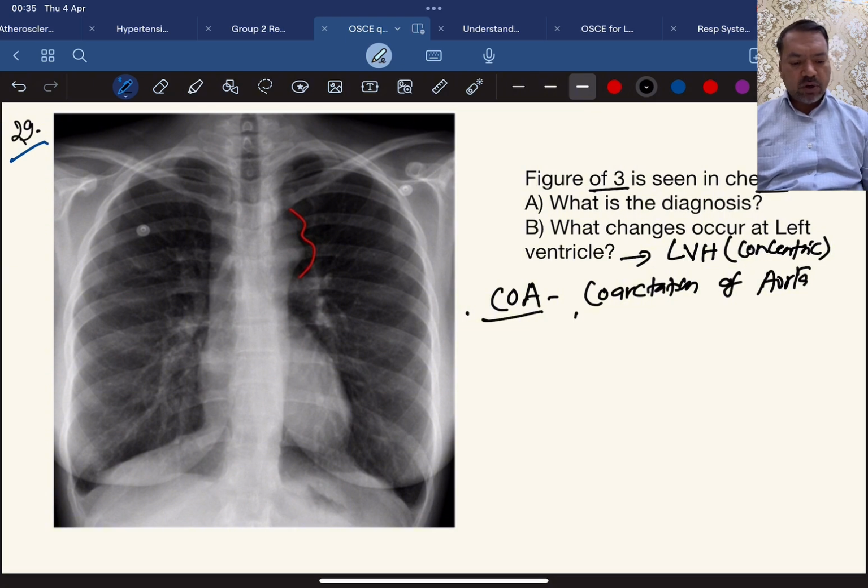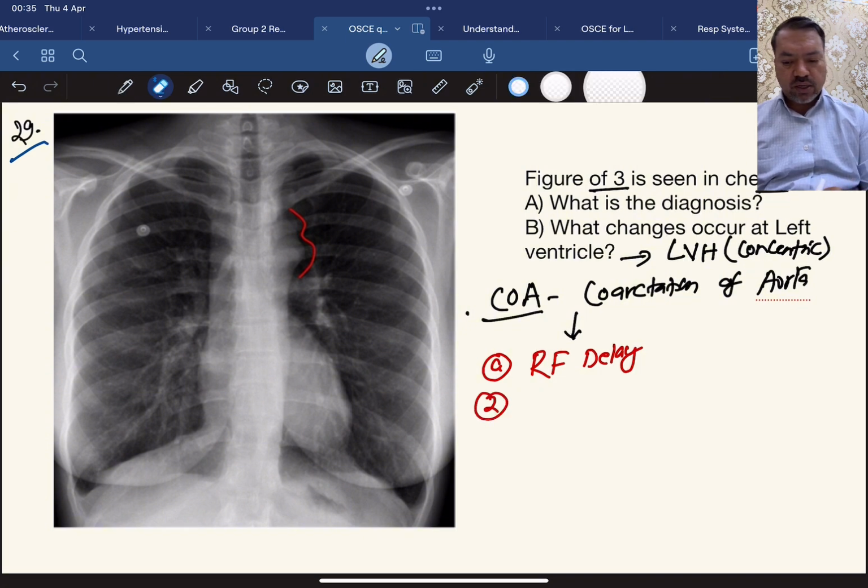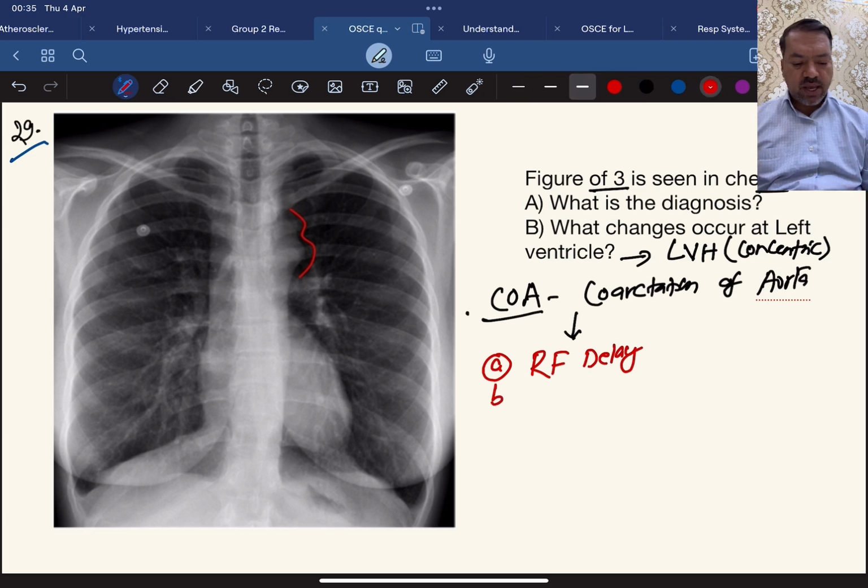Okay. Now, what are the other problems of coarctation of the aorta? Let's list them. Number 1, A, there is radiofemoral delay. Very important point. Number 2, B, lower limb blood pressure is lower than upper limb blood pressure. Normally our blood pressure in the lower limb is more than the upper limb, but in this case, because of the narrowing of the arch of the aorta, there is decreased blood flow to the lower part of the body, so lower limb blood pressure is lesser than upper limb blood pressure.